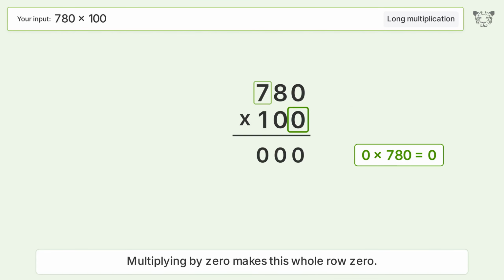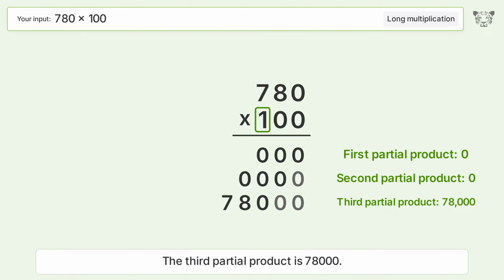Now use the hundreds digit, 1. Start two places to the left. 1 times 0 is 0. 1 times 8 is 8. 1 times 7 is 7. The third partial product is 78,000.